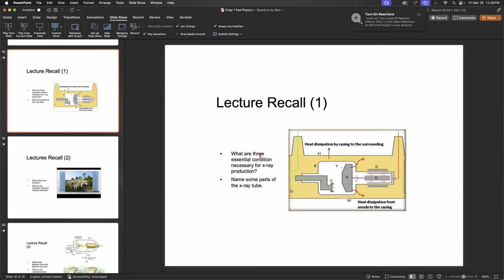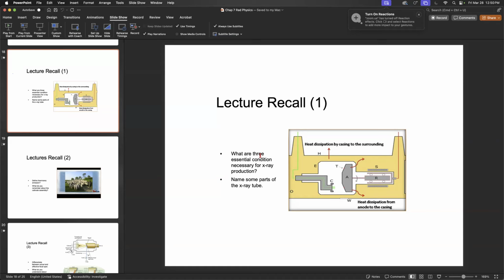Three conditions necessary. You can say 4 if you like for X-ray production. I said the three essential conditions necessary for X-ray production. Is it the cathode and the anode? Hmm? Is it the cathode and the anode? And then the 3 essential conditions necessary for X-ray production. I know this. One second, TV. 3 essential conditions necessary for X-ray production.